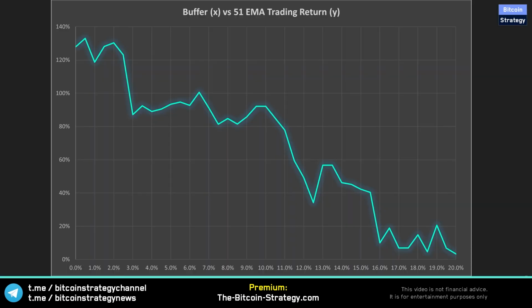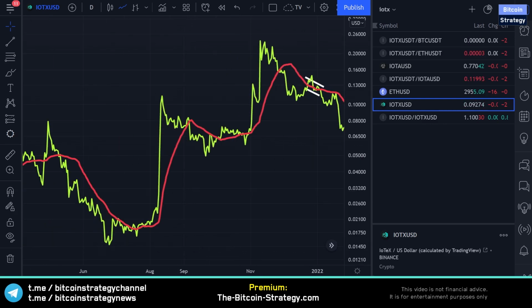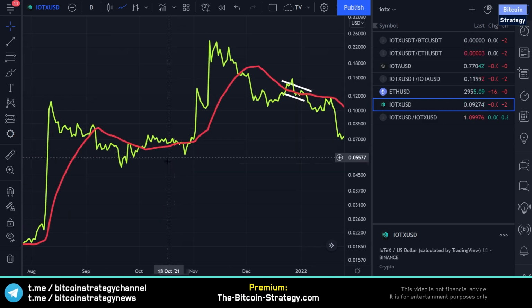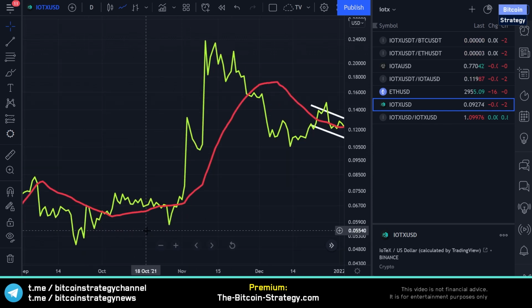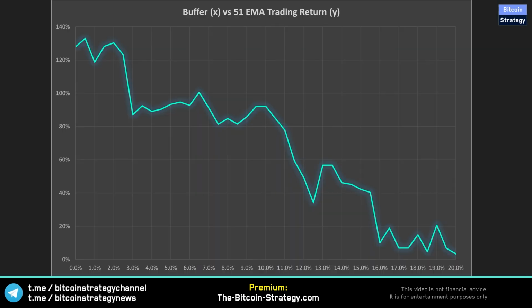For some cryptocurrencies, it actually does. When you look at Bitcoin or Ethereum or some larger cryptocurrencies, a buffer of around 6 to 10% usually outperforms having no buffer at all. But for something that moves as drastically as IoTeX, that's not the case. So in other words, you have to live with these failed signals. You sometimes get in and out of the market without making much money, but it's better to sometimes trade like this than to ignore a signal and only buy when we are significantly above or below the exponential moving average.